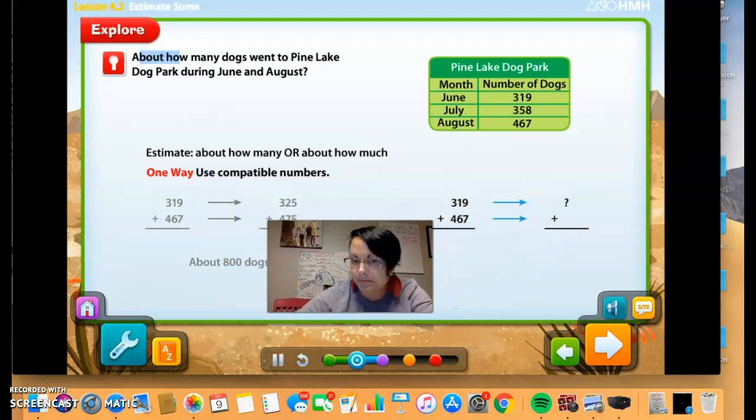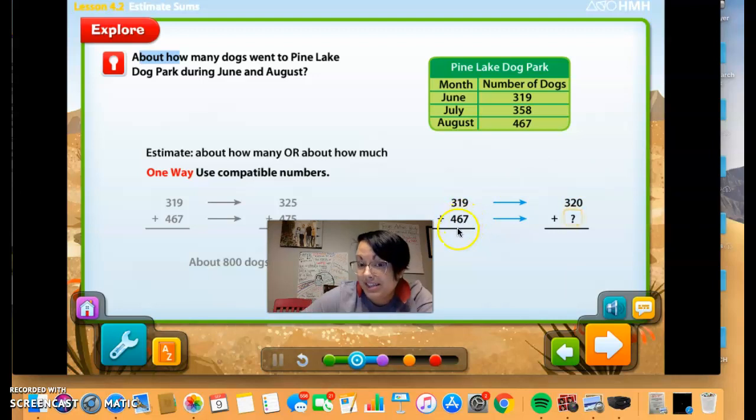Okay, so now what's a different number that's close to 319 and is easy to compute? See, they're trying a different approach. Let's see. 320. So they just rounded it to the nearest 10. Now find another number that is easy to compute and is close to 467.